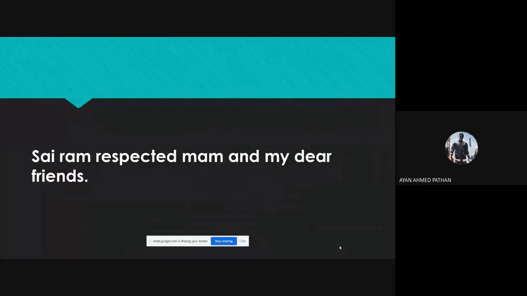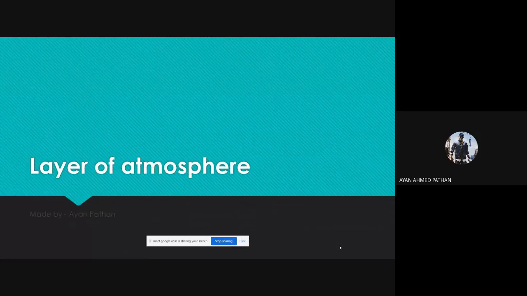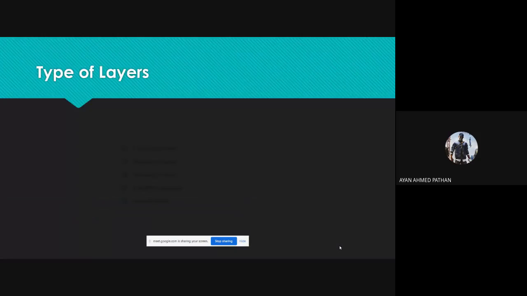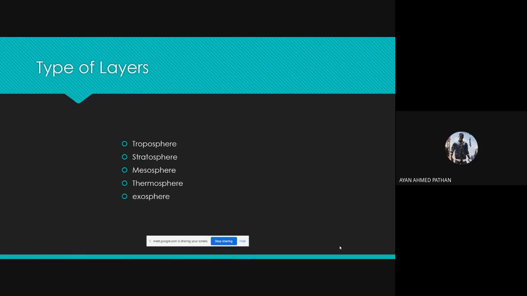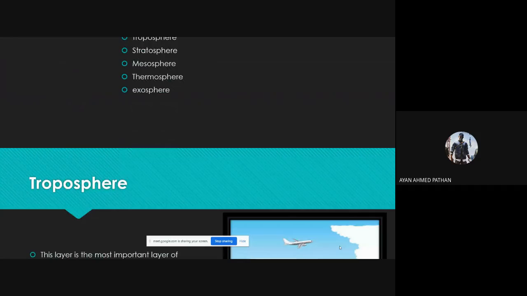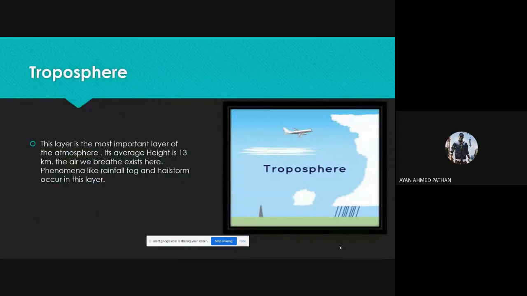Sairam, respected ma'am, and my dear friends. Layers of atmosphere. Types of layers: troposphere, stratosphere, mesosphere, thermosphere, and exosphere. Troposphere. This layer is the most important layer of the atmosphere.